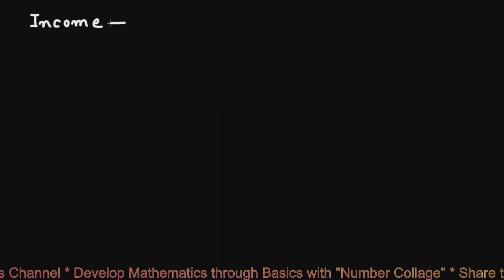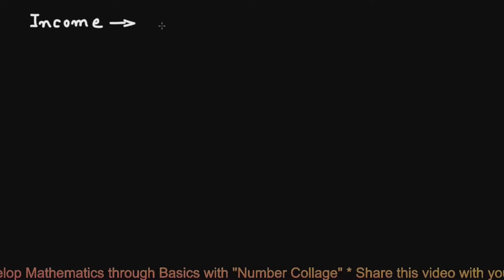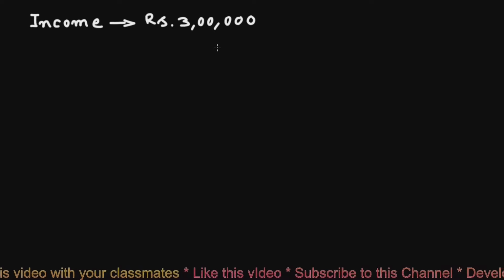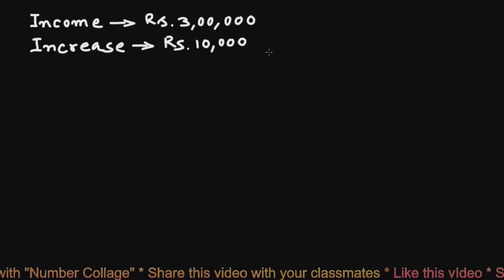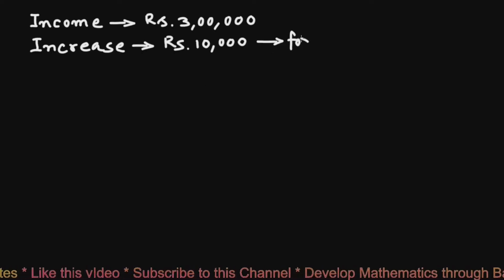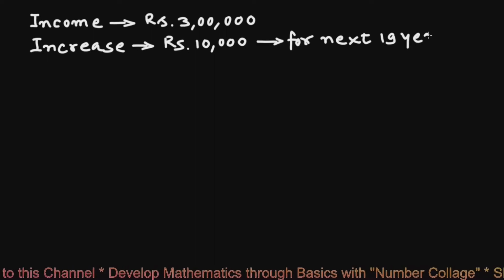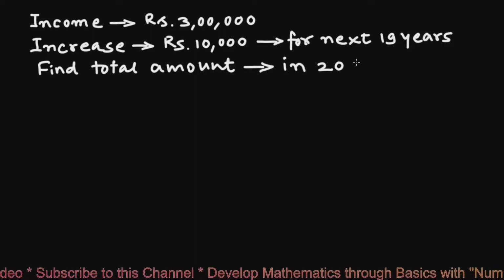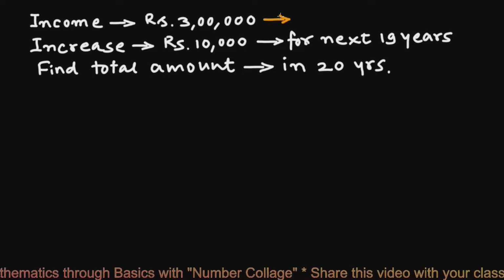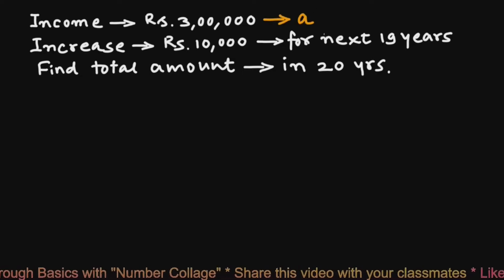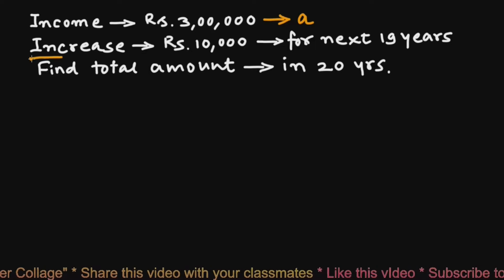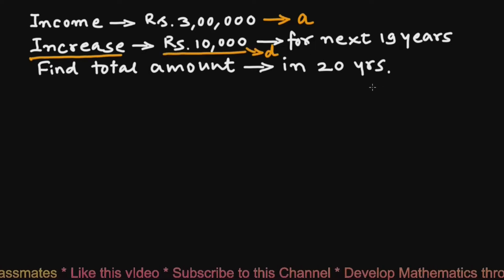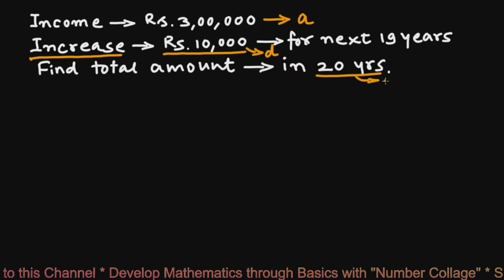Income of a person in the first year is rupees 3 lakh and he receives an increase of rupees 10,000 to his income per year for next 19 years. We have to find the total amount he receives in 20 years. Here we have rupees 3 lakh as the first term A. The increase per year, rupees 10,000, is D and 20 years will be N.